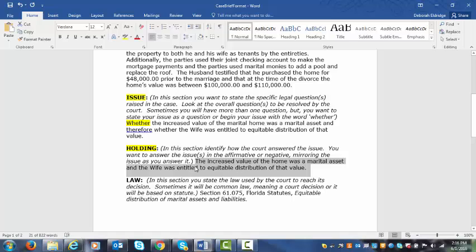Now, if the holding was in the negative, the court would have said the increased value of the home was not a marital asset and therefore the wife was not entitled to equitable distribution. But it held in the affirmative, and you can see how the holding literally mirrors the issue. And that's all there is to it.